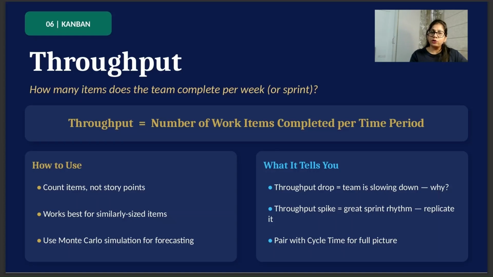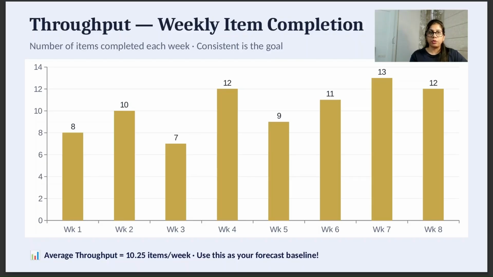What does throughput actually tell you? If there is a drop in the throughput, the team is slowing down. So again, this gives you a question to ask the team, to investigate the reason behind it. If there is a spike in the throughput, that means it's a great sprint rhythm. You need to replicate it. Pair with cycle time for the full picture. So this is how you can use throughput in Kanban.